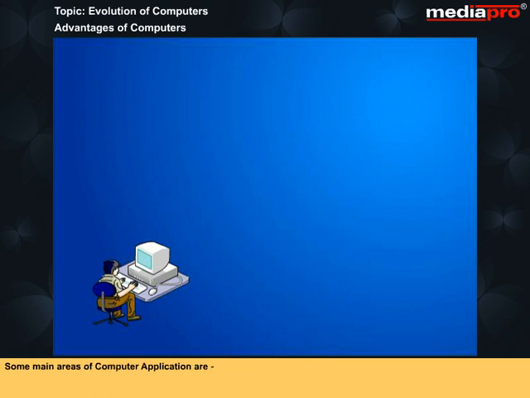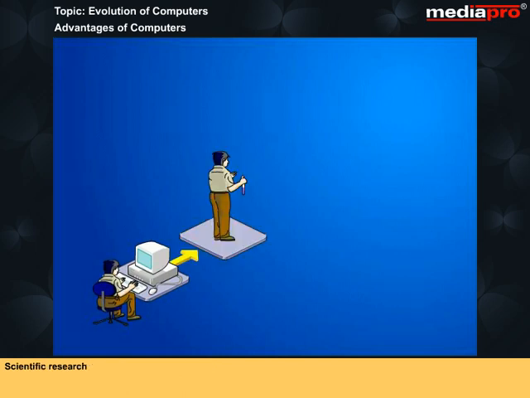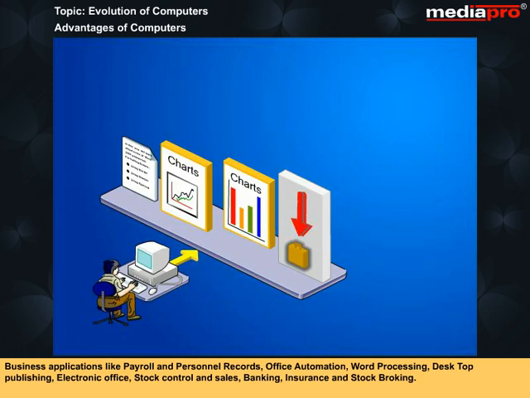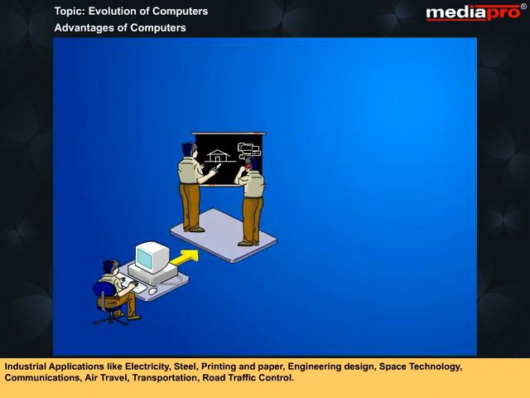Some main areas of computer application are scientific research, business applications like payroll and personnel records, office automation, word processing, desktop publishing, electronic office, stock control and sales, banking, insurance, and stockbroking. Industrial applications like electricity, steel, printing and paper, engineering design, space technology, communications, air travel, transportation, road traffic control.